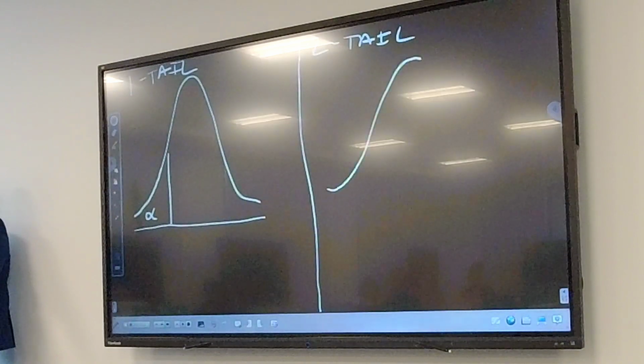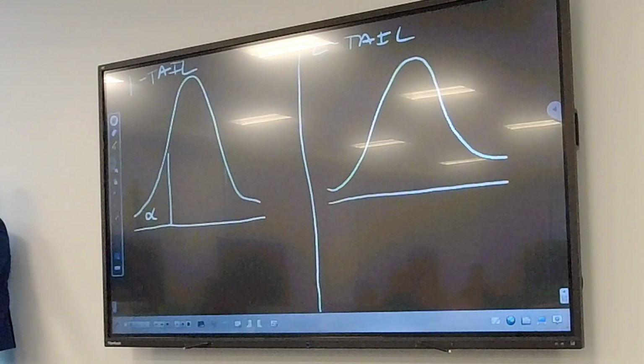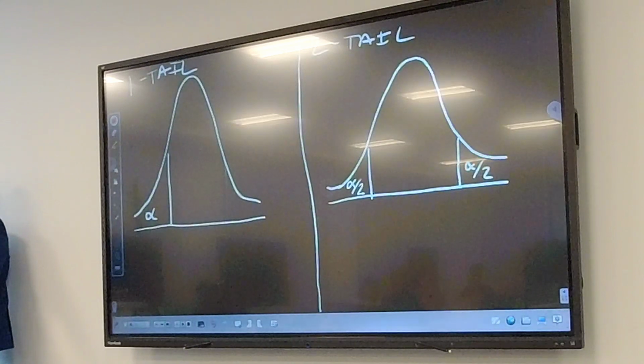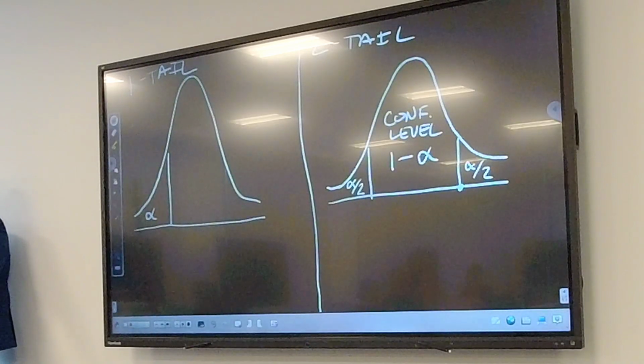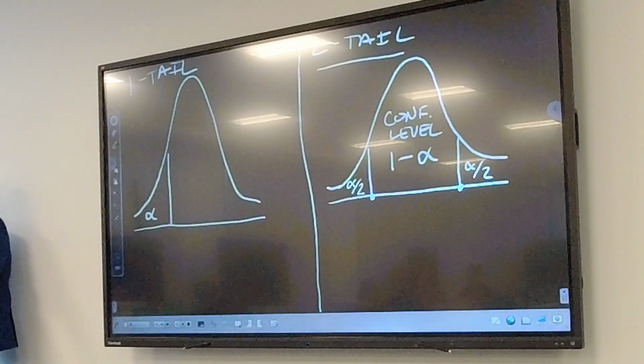If I'm doing a two-tailed test, then you have split your alpha into two pieces, and you have over here alpha over 2, and then over here you have alpha over 2. And it was this region in the middle which was the confidence level. So if I have a two-tailed test, then my confidence level is 1 minus alpha. That's what this picture says.